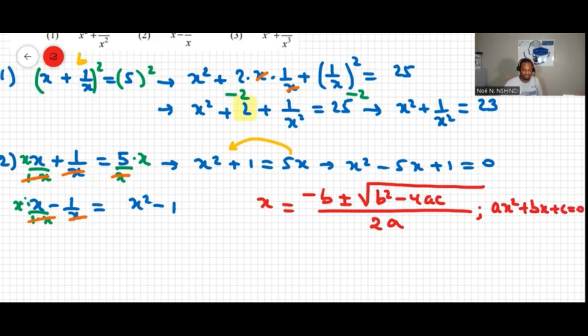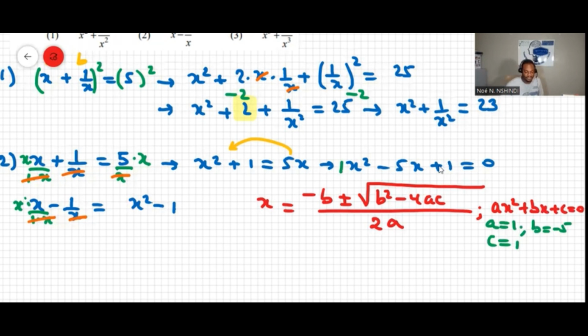Now, here the coefficients are a equals 1, b equals -5, and c equals 1. a is the coefficient of x squared, which is the invisible 1 there, b is -5, the coefficient of x, and c is the constant term 1.